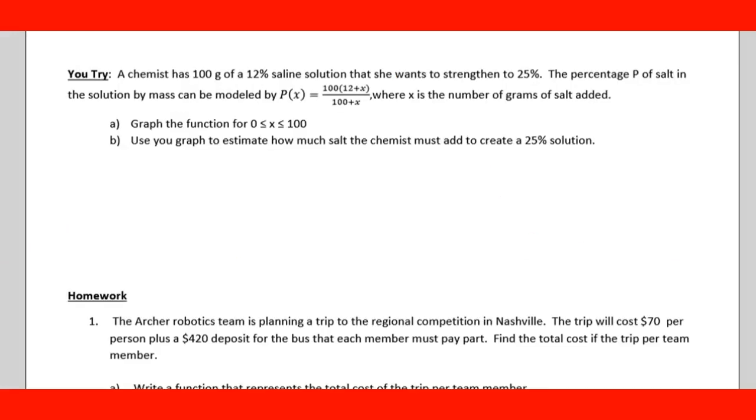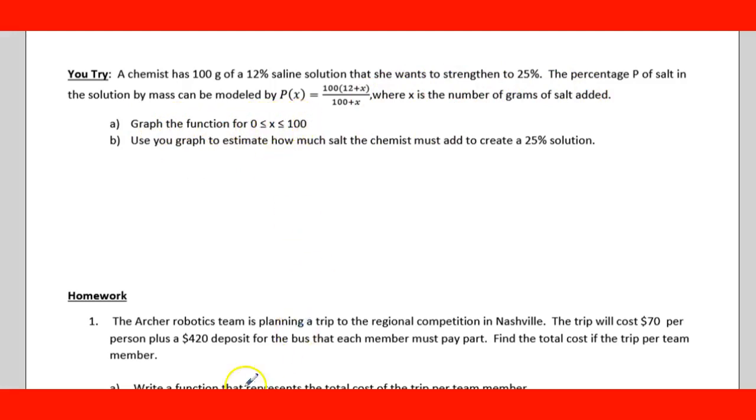All right, there's a Try It right here. With this Try It, the chemist has 100 gallons of 12% saline solution that she wants to strengthen to 25%. The percentage P of salt in the solution by mass M can be modeled by P of x equals 100 times (12 plus x) all over 100 plus x, where x is the number of grams of salt added. All right, so it says graph this function between 0 and 100.